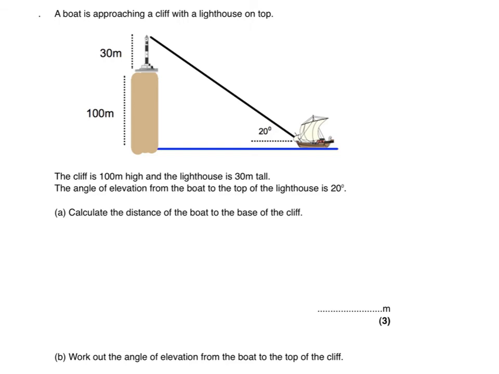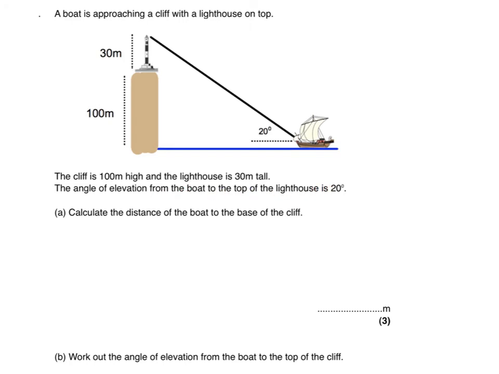We'll finish off with another application question. A boat is approaching a cliff with a lighthouse on top. Here's your boat and your lighthouse on top of a cliff. The cliff is 100 meters high and the lighthouse is 30 meters tall. The angle of elevation from the boat to the top of the lighthouse is 20 degrees.